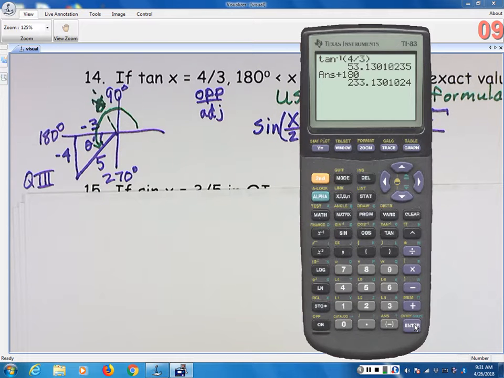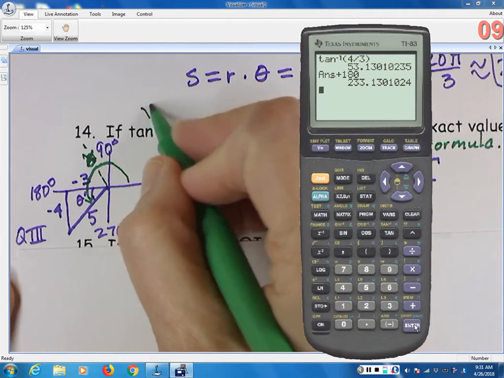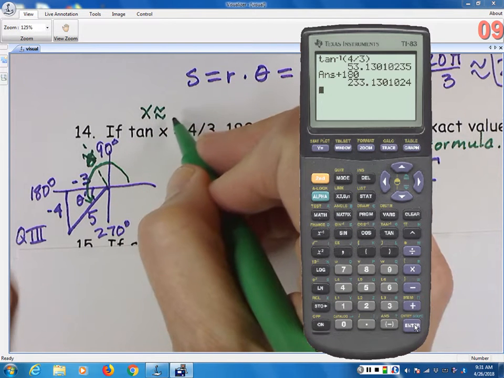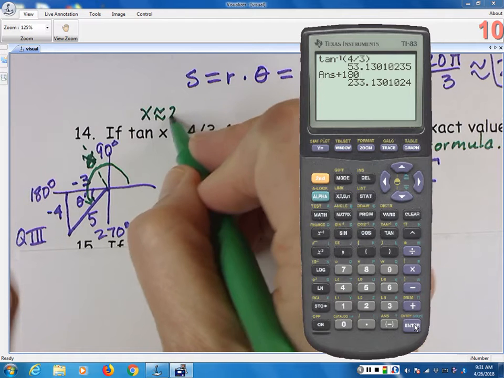Okay? So this is how you can check your answer, not how to work this problem. So you can check your answer with this. X, by the picture, we knew we had to add 180, is approximately 233 degrees.